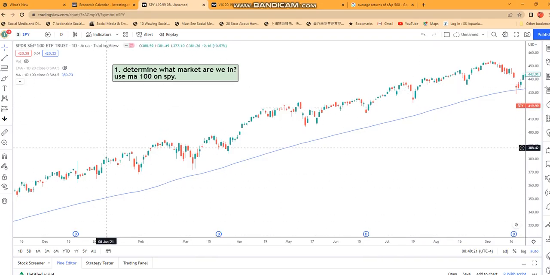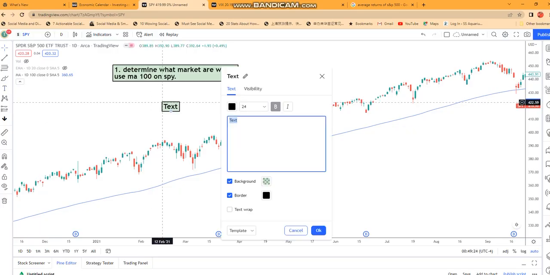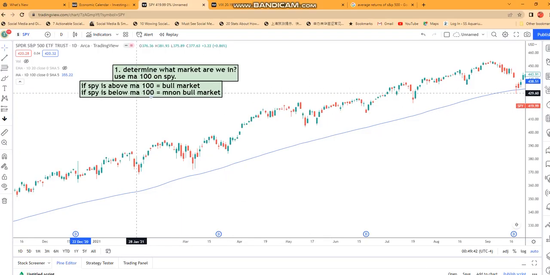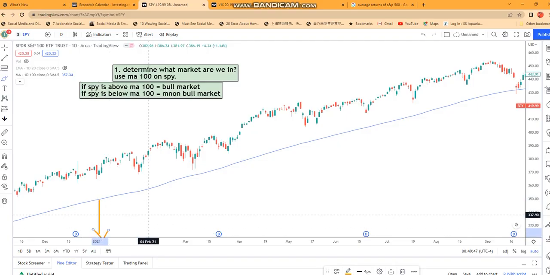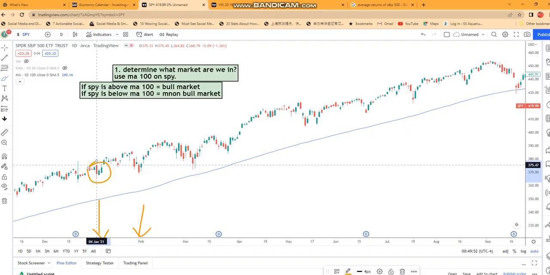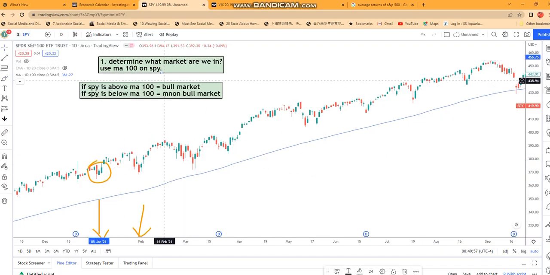Right, so 2021, can you see that if SPY is above MA100, we call it a bull market. If SPY is below MA100, we call it a non-bull market. All right, so in 2021, obviously, if you take a look at January, this is January, February is here. Since the start of the year, the market is already in a bull market, because it's above the MA100. So if it's above the MA100, bull market.